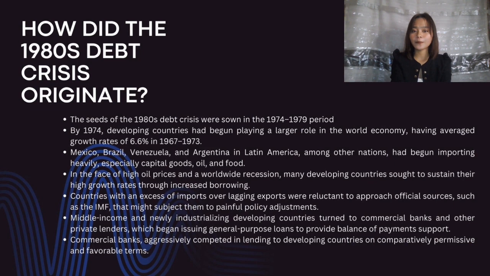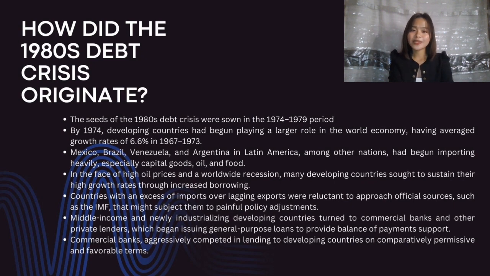In the face of high oil prices and a world recession, in which the growth rates of industrialized countries fell from an average of 5.2% in 1967 to 1974 to an average of 2.7% for the rest of the 1970s, many developing countries sought to sustain their high growth rates through increased borrowing. Although lending from official sources, particularly non-concessional lending, increased significantly, it was insufficient to meet growth needs. Furthermore, countries with an excess of imports over lagging exports were reluctant to approach official sources such as the IMF that might subject them to painful policy adjustments.